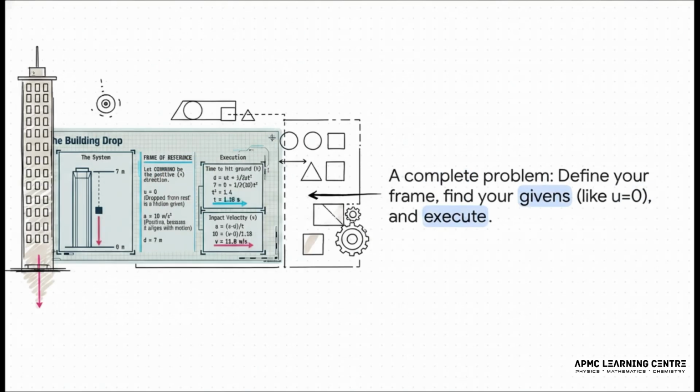Okay, let's put it all together. Check out the first thing they do here. They define their frame of reference. Now, because everything is moving downward, they just decided to call down the positive direction for this problem. And you can totally do that. It just makes the math a little cleaner. They spot their hidden given, dropped from rest, means the initial velocity u is 0. And from there, it's just plugging the numbers in and executing the calculation.